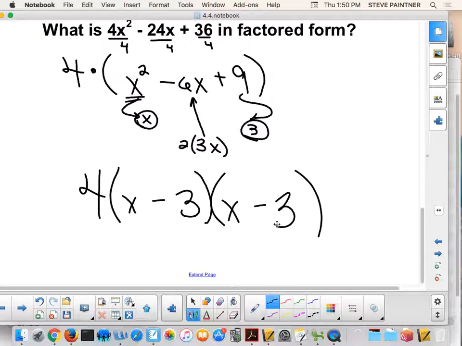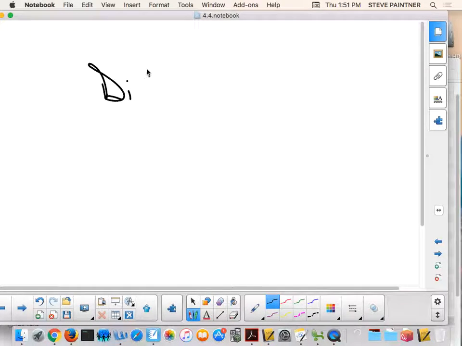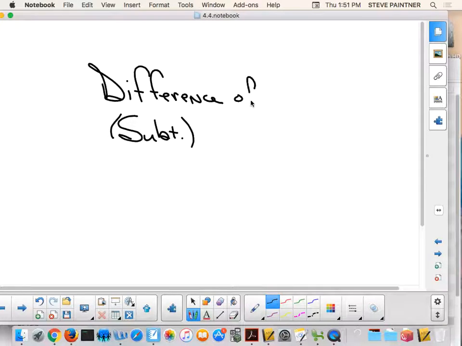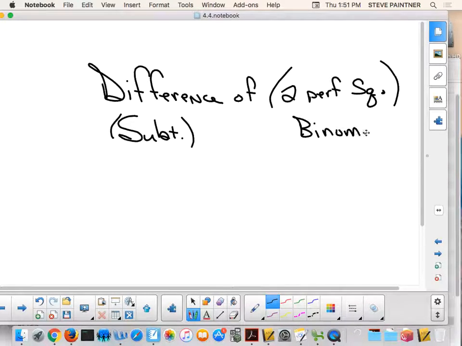Now, if it's not your first best friend, then it's your second best friend, known as the difference of 2 perfect squares. What's that? Well, the word difference in mathematics means what? Subtraction. So you must have subtraction of 2 perfect what? Squares. The second I said 2 perfect squares, it is not a trinomial. You know what it is? It's a binomial. When you see binomials, it's almost a dead giveaway.